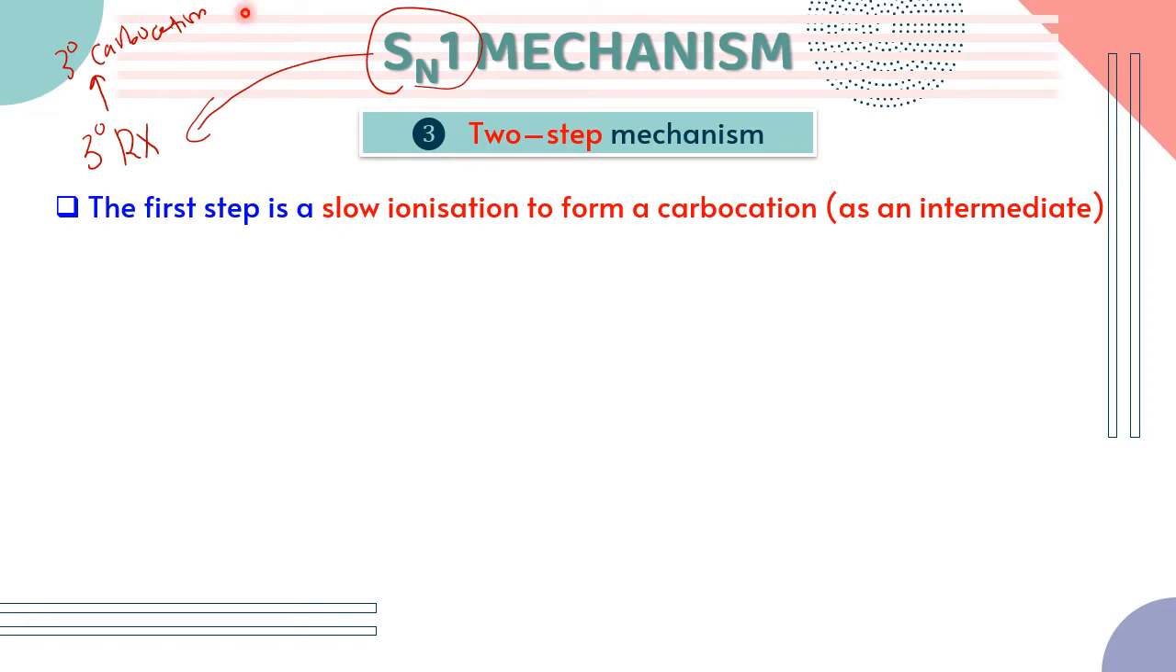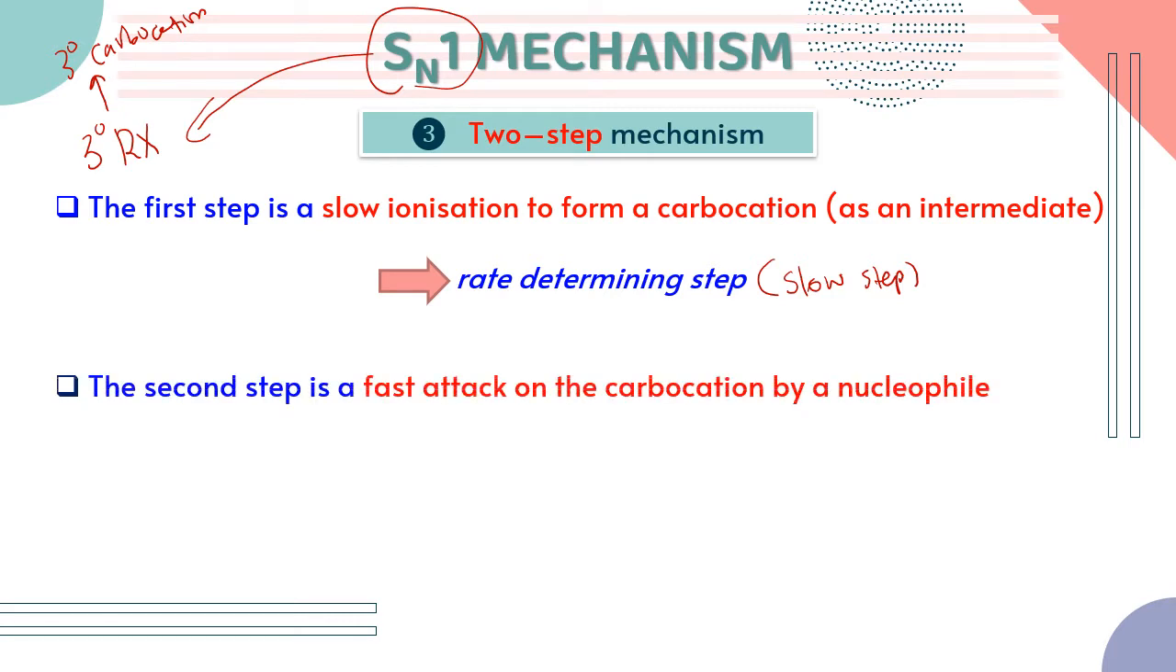So dekat sini, in other words, untuk SN1 mechanism, pada step yang pertama, kita tak ada transition state. Sebab transition state berlaku because we cannot form a carbocation. But since for SN1, we can form carbocation, so yang kita akan ada adalah intermediate. Intermediate ni kita punya carbocation dekat sini lah, to the first step. The second step, sebelum saya masuk second step, the first step is the rate determining step. So, in other words, rate determining step adalah kita punya slow step. Jadi pada arrow nanti kita akan letak slow. So the second step is a fast attack on the carbocation by a nucleophile.